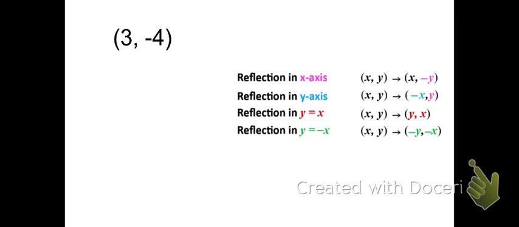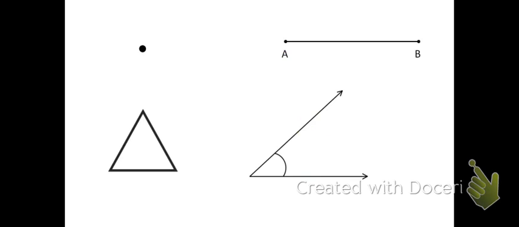on that figure. So for example, if you wanted to reflect a point, obviously you need to know the coordinates of that point. A line segment, you could just find the coordinates of each of the endpoints and reflect those. A triangle or any type of polygon, find the coordinates of each of the vertices. Or an angle, find the coordinate of the vertex and one coordinate on each of the rays.